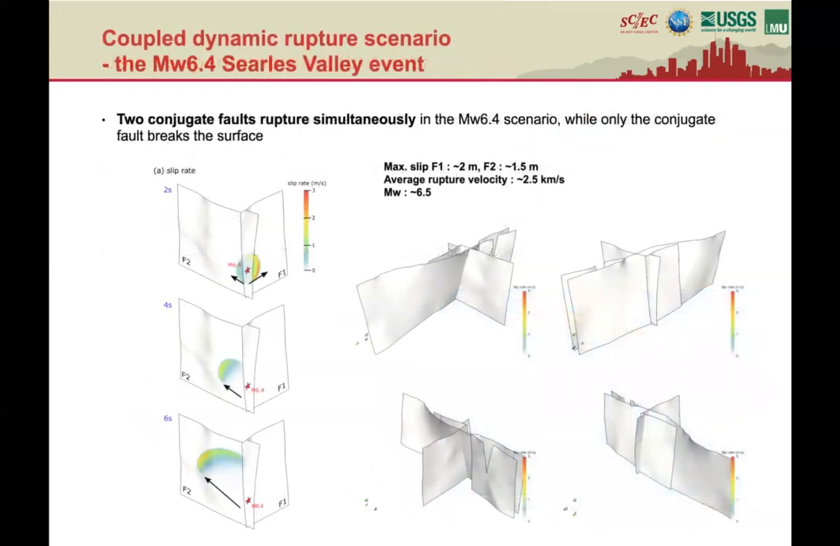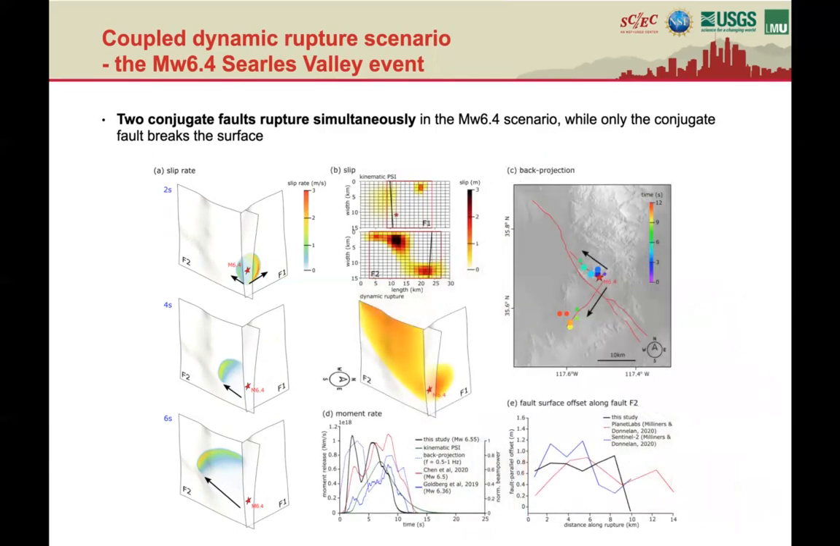Our model shows 2 conjugate faults ruptured simultaneously, but only one segment actually breaks the surface. Here are some snapshots at 2, 4, and 6 seconds, and we can see that the hypocenter is very close to the intersection. The magnitude fits nicely, the average rupture velocity is around 2.5 km per second, and we have 1.5 to 2 meters maximum slip. This is a summary of the model validation plot.